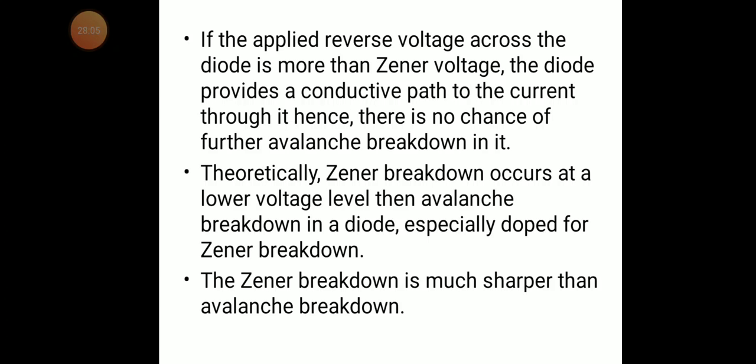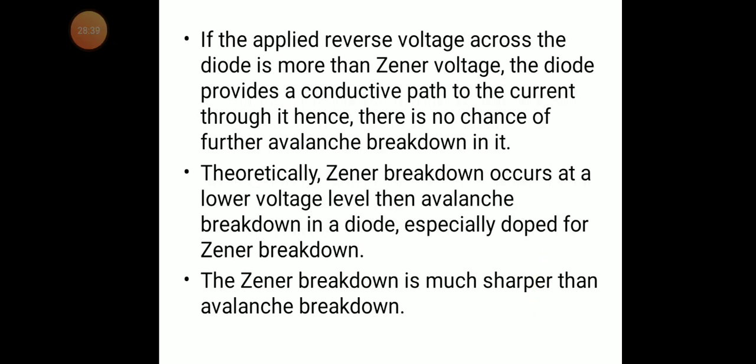If the applied reverse voltage across the diode is more than the Zener voltage, the diode provides a conductive path to the current through it. Hence, there is no chance of further avalanche breakdown in it. Theoretically, Zener breakdown occurs at a lower voltage level than avalanche breakdown in a diode especially doped for Zener breakdown.